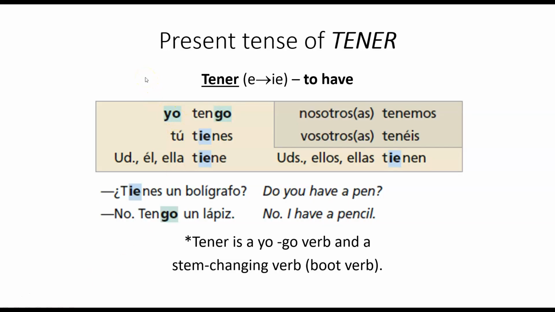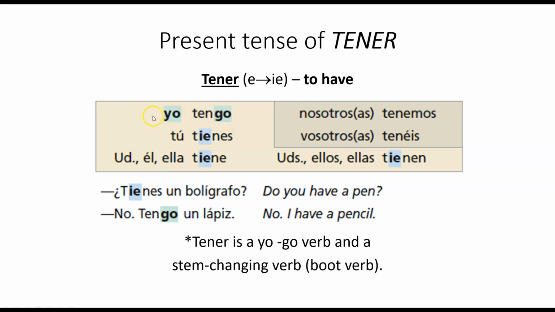Now let's go on to the review of grammar you should have already learned from last year. The present tense of the verb tener, which means to have. This E changes to IE in the boot, right? Stem changing verbs. Nosotros and vosotros weren't cool. They got booted from the party, right? They're E and IE. E doesn't change to IE. And it's a yo-go verb. The yo form has go at the end for some reason. So let's go through them.